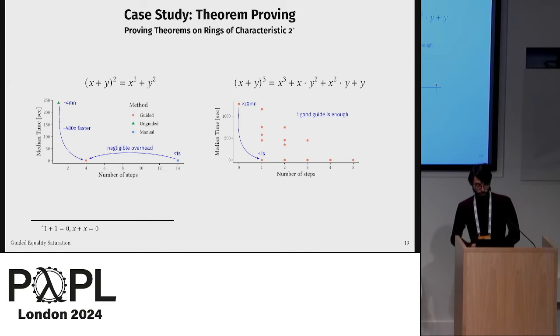For the theorem on the right, we compared what happens when we change the number of guides. So initially, we came up with 5 guides, and we decided to see what happens if we don't use some of these guides. So we tried all the combinations, and it turns out that actually one good guide is enough. So it's very important to choose your guides wisely.